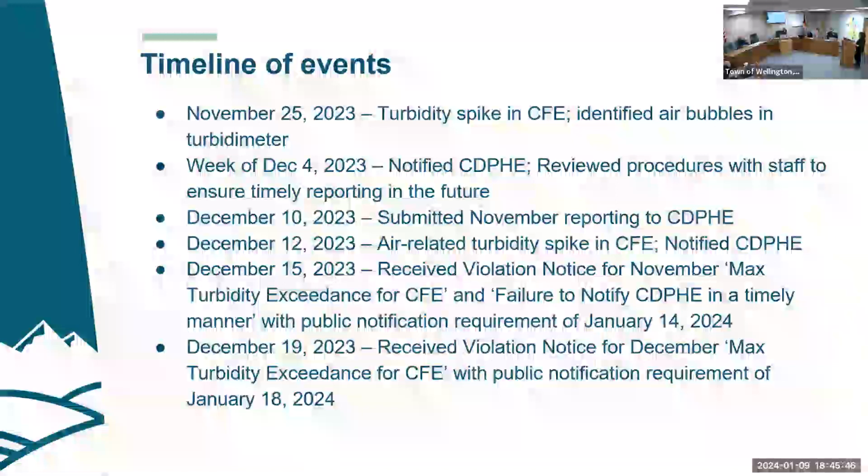The reporting requirement for public notification for that violation is January 14th. We have 30 days from the time that we receive the violation notification to ensure that we've supplied the public with proper notification. On December 19th, a few days later, we received the additional notification violation from CDPHE for that event on December 12th, with a public notification requirement of January 18th.